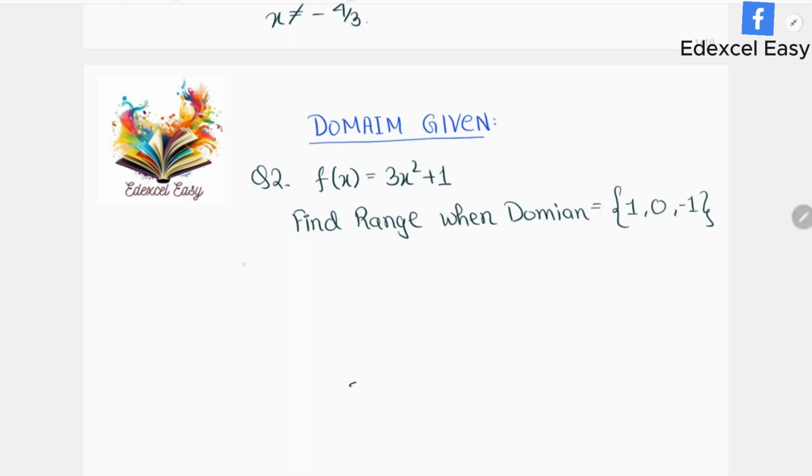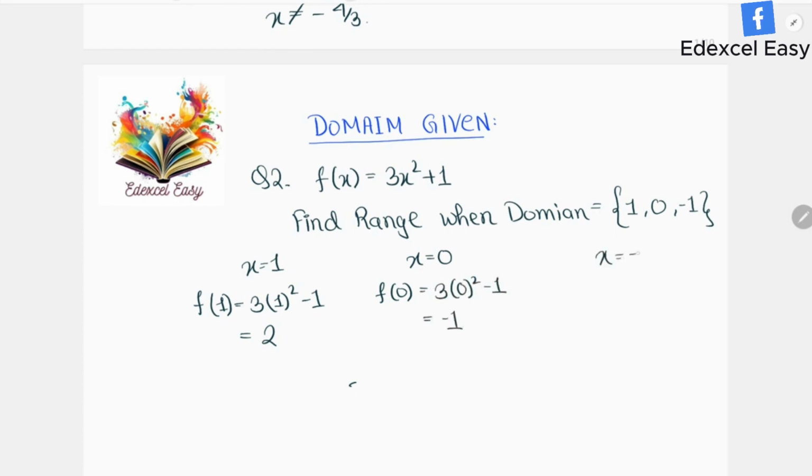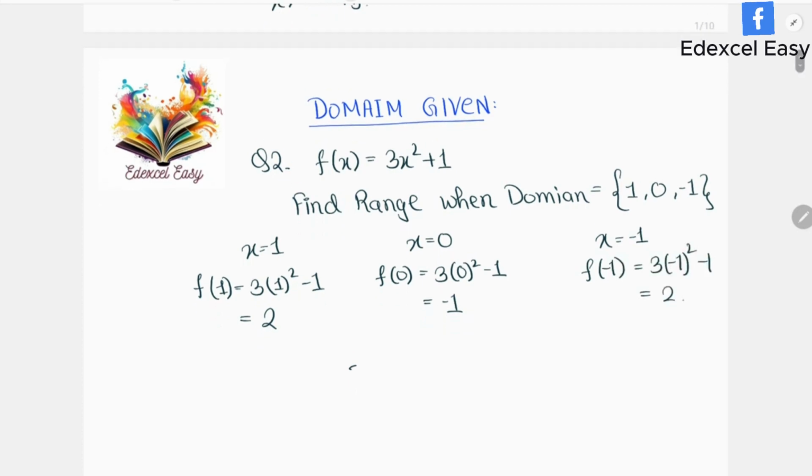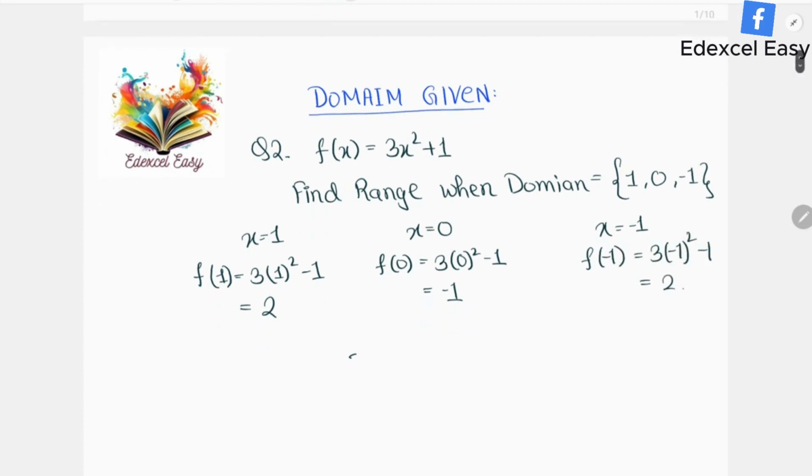So you can just write it like this: when x equals 1, you're going to find the value of f(1), which is 3 times 1 squared minus 1, and you get 2, right? Then again, when x equals 0, you have to find the value of f(0). So you have 3 times 0 squared minus 1, so you get minus 1 over here. And again, for x equals minus 1, f(minus 1) would be 3 times minus 1 squared minus 1. The answer is still 2. So the possible ranges for all the three given domain values can again be written in set format, which is minus 1 and 2.